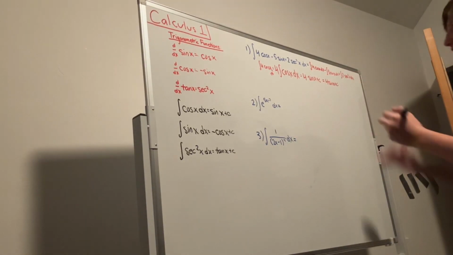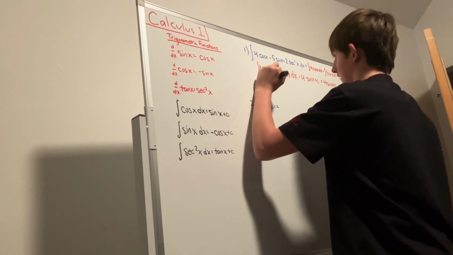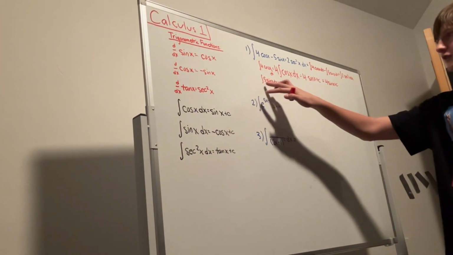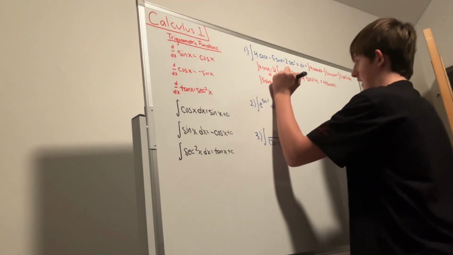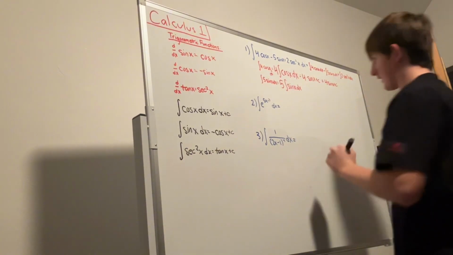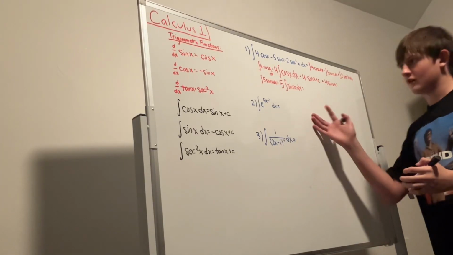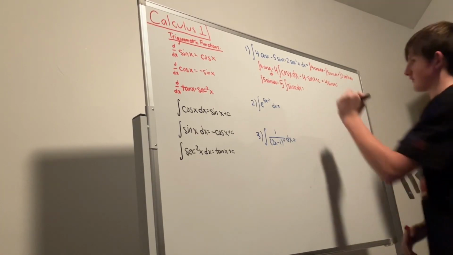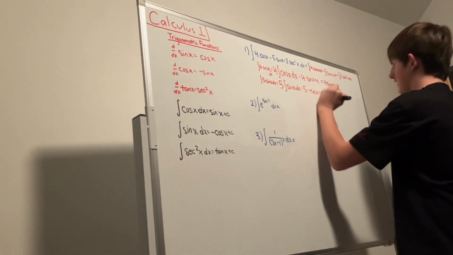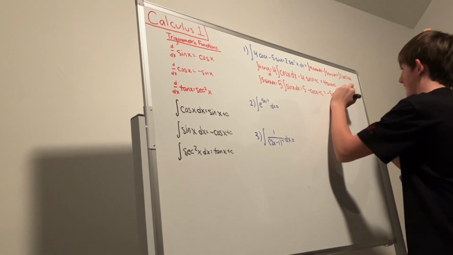For the second part, take the integral of 5 sine x dx. We can bring this coefficient out to the front. So we have 5 times the integral of sine x dx, and the integral of sine x dx equals negative cosine x plus c. So this is just going to be 5 times negative cosine x plus c, which is going to equal negative 5 times cosine x plus c.